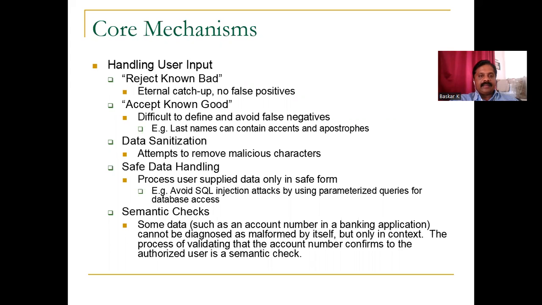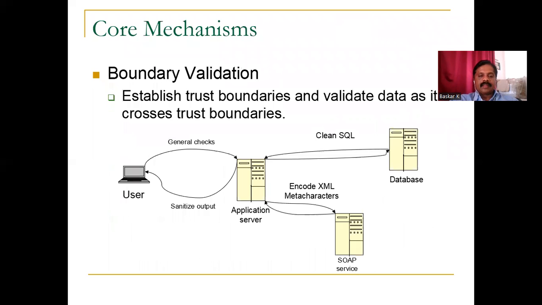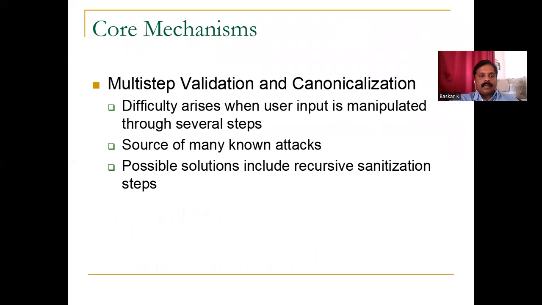Core mechanism, handling user input: reject known bad, accept known good, data sanitization, safe data handling, semantic checks. Boundary validation: establish trust boundaries and validate data as it crosses trust boundaries. Multi-step validation and canonicalization. Difficulty arises when user input is manipulated through several steps. It is the source of many known attacks. Possible solutions include recursive sanitization steps.